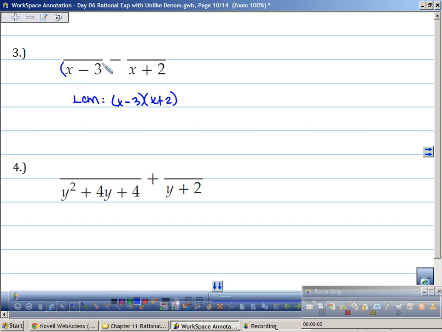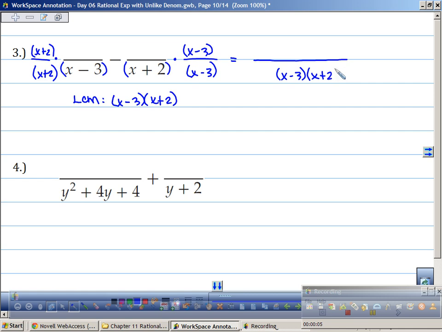Does everybody see how these are two different quantities? So we need to represent both of them. What would I have to multiply this side by to get a common denominator? X plus 2 over X plus 2. What about this side? X minus 3. And that would give us a common denominator of X minus 3 times X plus 2.